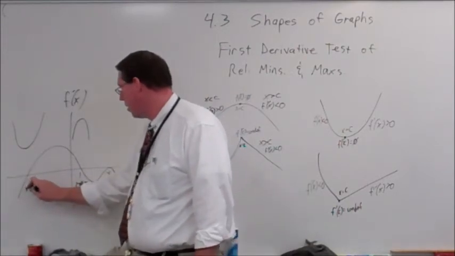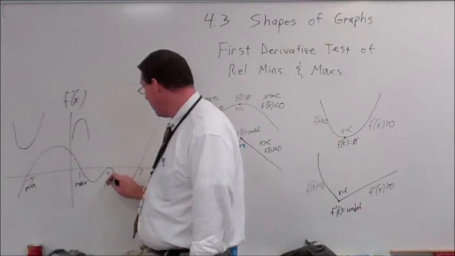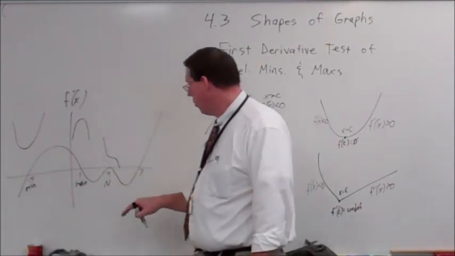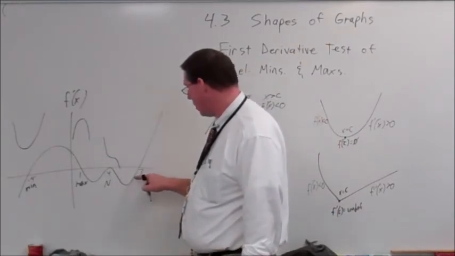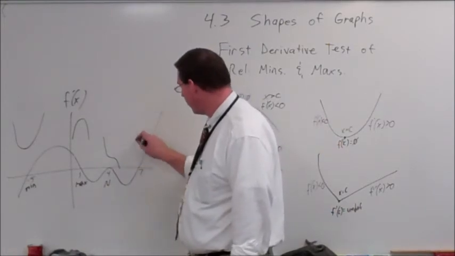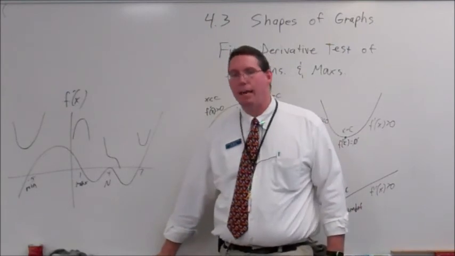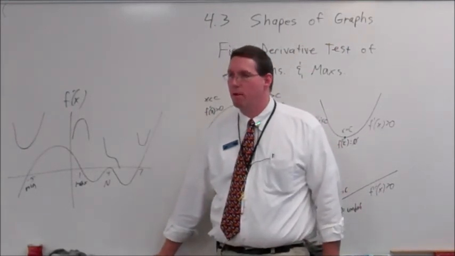Maximum, minimum. What's going on at 4? Neither. That's a neither because we've got a negative, then 0, then negative. What's happening at 7? Think about it for a minute. It's a minimum. Negative, 0, positive. Negative, 0, positive. That's a minimum. That is the first derivative test of minimums and maximums.